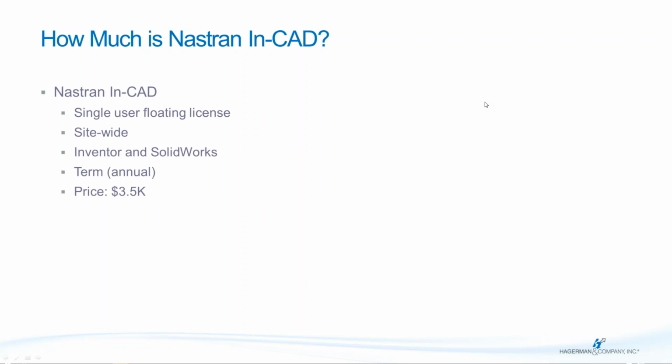How much does Nastran cost? Just in the spirit of transparency with you guys, it's $3,500. I think I already mentioned it's a single user floating license, site-wide, works with Inventor and SolidWorks, and that's a term or annual pricing. $3,500.